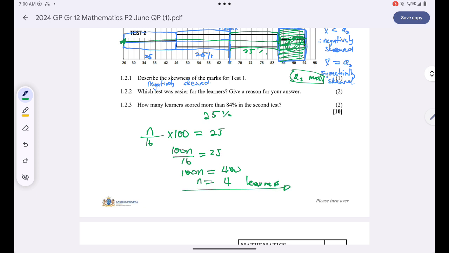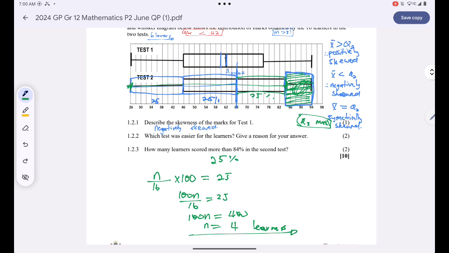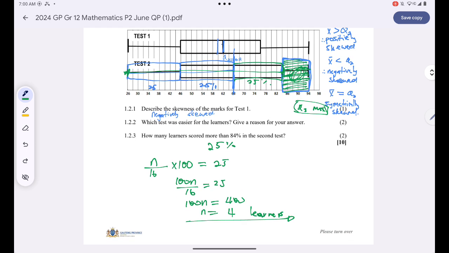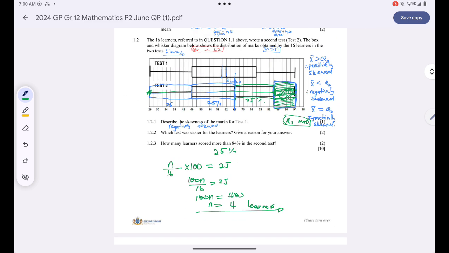Only 4 learners got above 84%. That's how, guys, we're supposed to tackle this question.